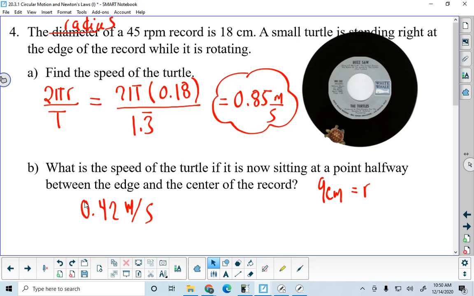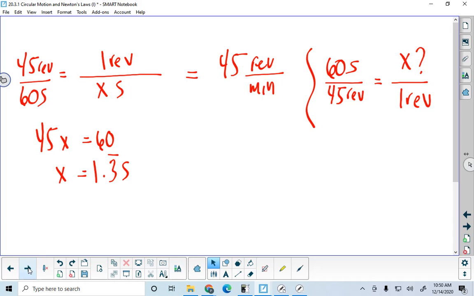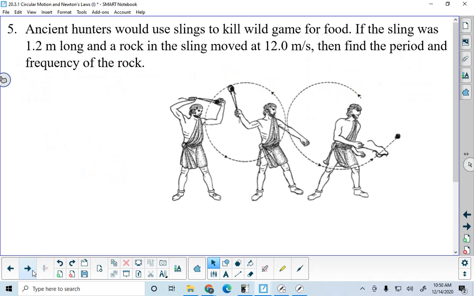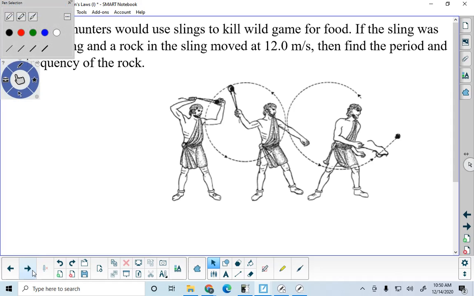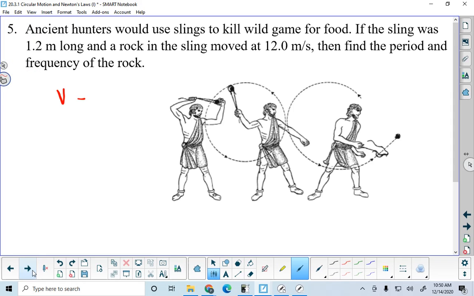I'm going to end it there because, quite frankly, I think you should be able to do number 4. I'll just quickly show you. You're going to use the formula. I guess we can do it. It'll only take a minute. You're going to use the formula 2 pi r over t. And this time you know the speed.